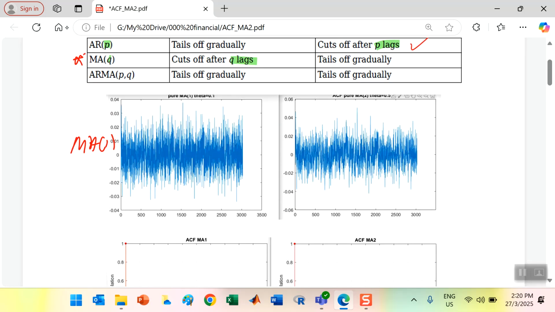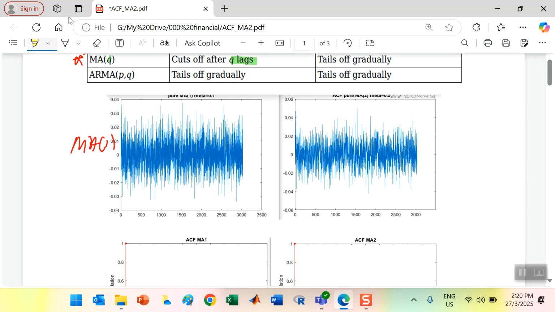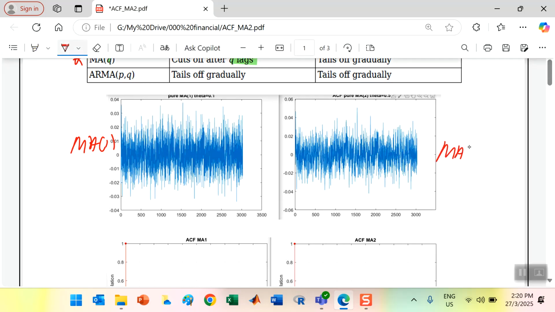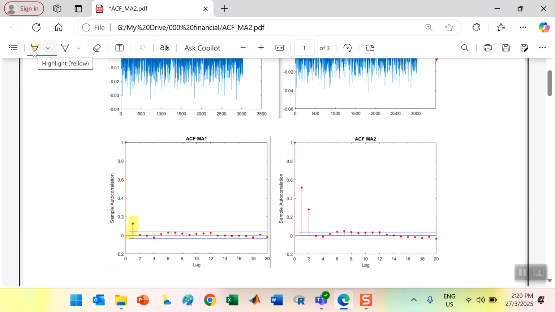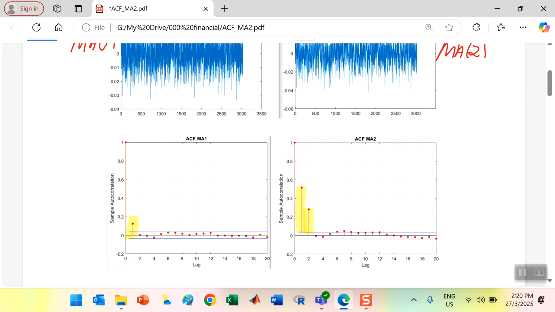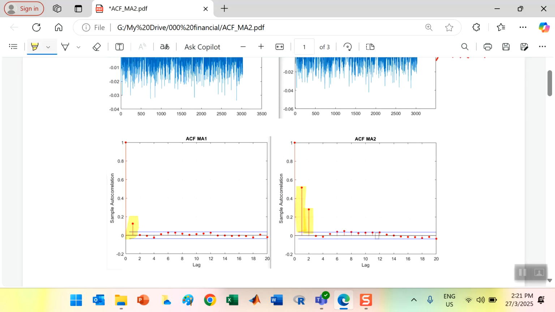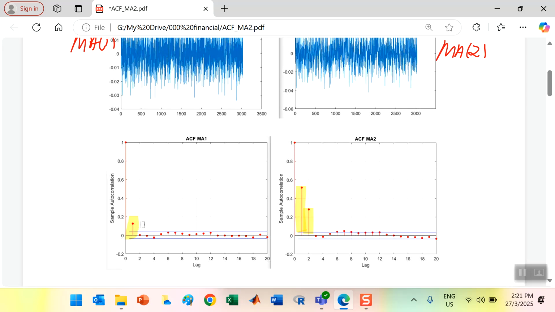For MA2 models, this is our MA2 model. We found that the ACF actually has two significant spikes, and the rest of it falls within the 95% boundaries. We already showed that the MA1 ACF will be 0 for any lags more than 1, so all the ACF after lag 1, which is 2, 3, 4 until, let's say, 20, are all within the 95% boundary.